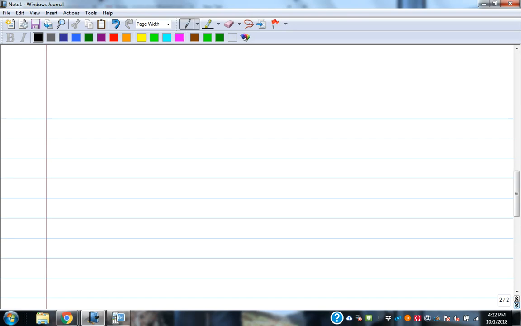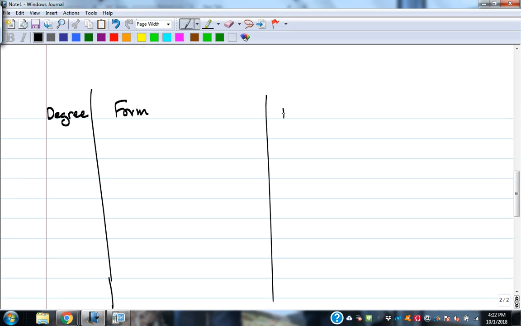All right. Let's get into more of a graphical idea, and we're going to make a table to help us get our brain going in that direction. So first column is going to be the degree. The second column is going to be the form. And then the name. And then I'm going to sketch the graph over here. It's just a small picture of that graph.